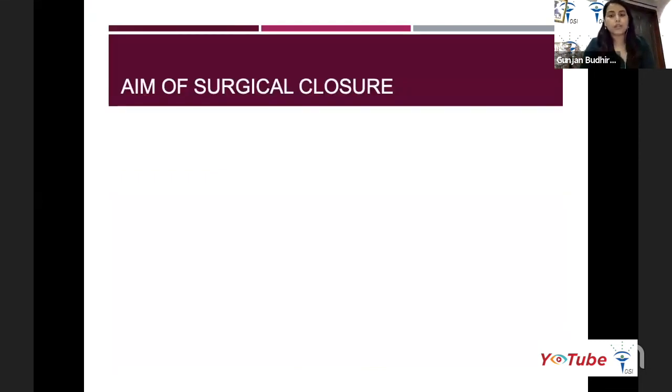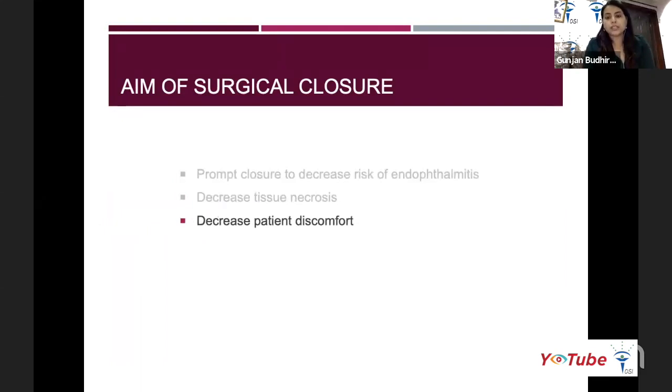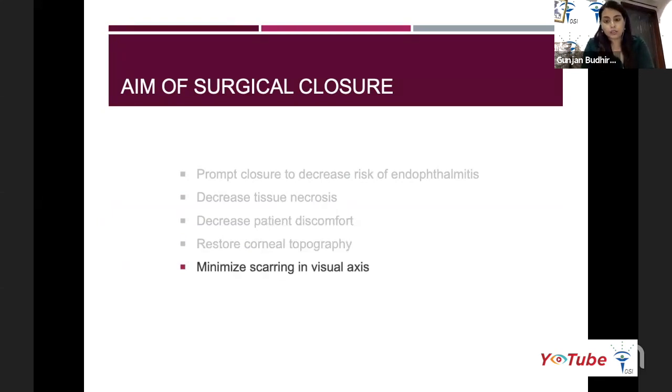So what are we aiming at when we are doing a surgical closure? We are doing the prompt closure to decrease the risk of any endophthalmitis, decrease the tissue necrosis, decrease the patient discomfort as well, restore the corneal topography, and minimize the scarring in the visual axis.